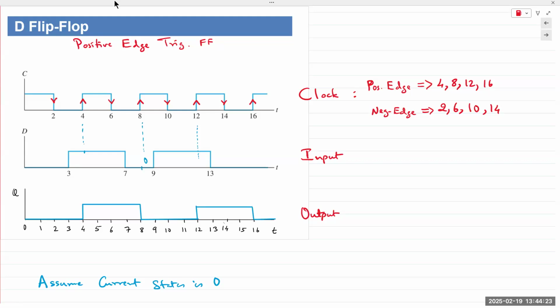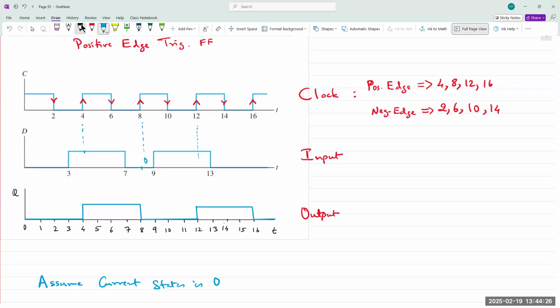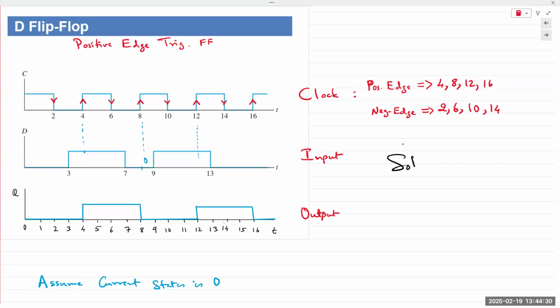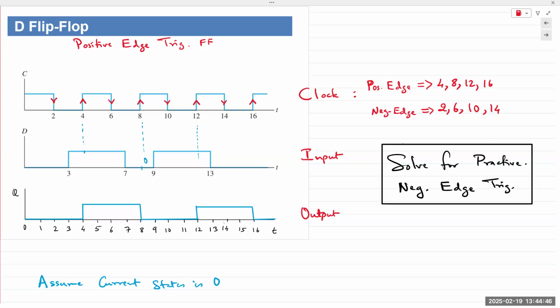So, we have already identified the negative edge triggers. Let's practice. Solve the exact same example for negative edge trigger and see what your outputs will be.